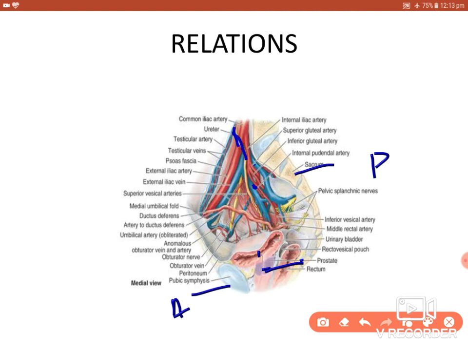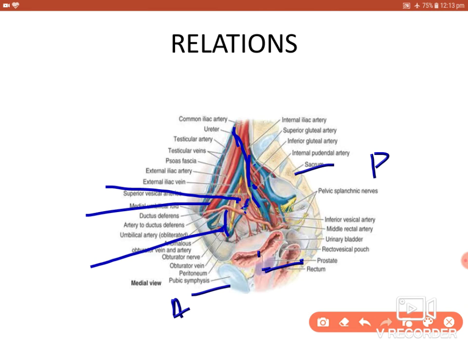Then after this, this is the vertical part of the ureter, and it relates to the lateral pelvic wall. Laterally it relates to one muscle here. You can see that red color structure, this pale red color, that is the obturator internus with the obturator fascia. Additionally, you can see one important nerve, the obturator nerve, along with the obturator vessels.